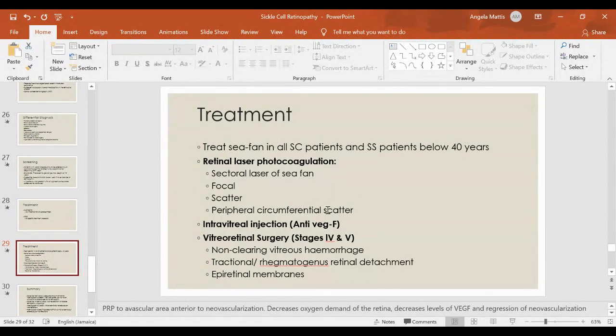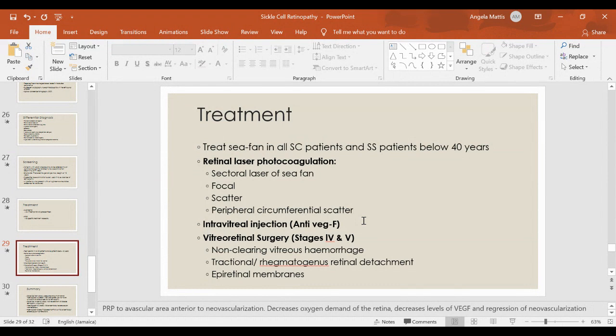Okay? Now, intravitreal injection, and again, you met intravitreal injection. You must have met it when you had the lecture on diabetic retinopathy because it's the same thing. You have new vessels, you have VEGF, and you want VEGF to regress. And so we use Avastin or whatever anti-VEGF agent. We're going to give it to them because it causes decreased levels of your VEGF and regression of your neovascularization.